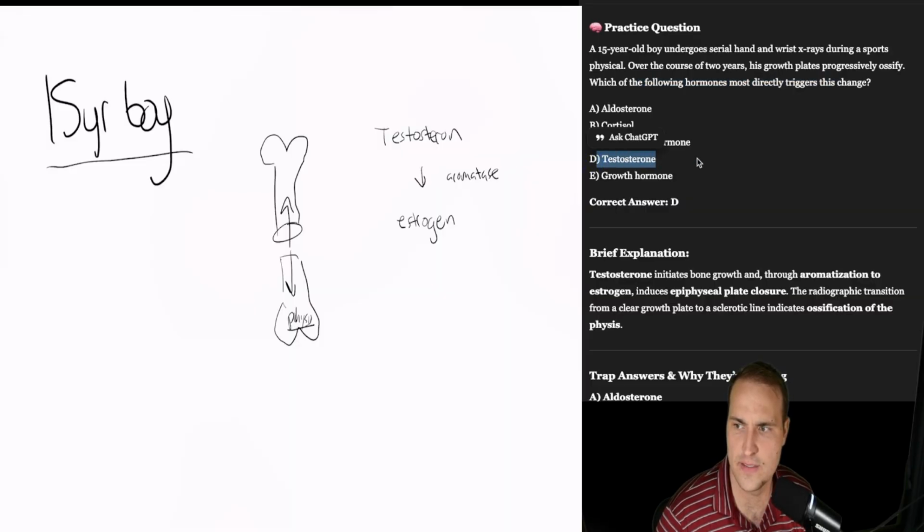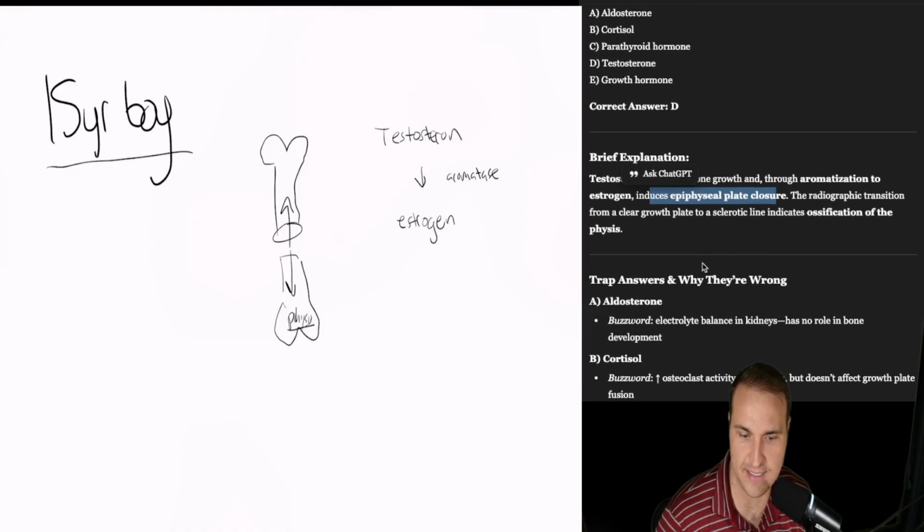And so our answer is going to be testosterone that triggers this change. It initiates bone growth, and through aromatization to estrogen, it induces epiphyseal plate closure. That's the process. That's how it works.